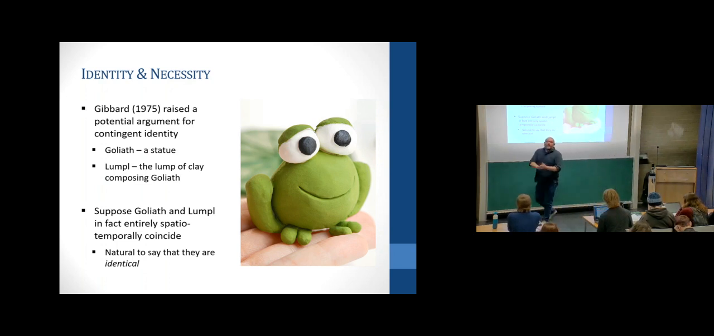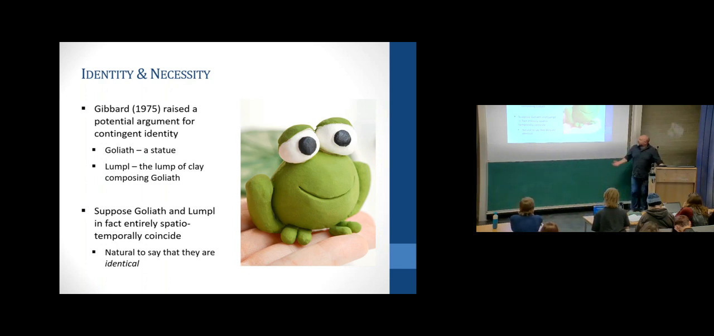Absolutely. That would be okay, right? Notably, when we're talking about Lumpel being this sort of lump of clay, it could be 3 different lumps of clay that I brought together. That would also be another way that they could entirely spatiotemporally coincide. Let's say 1 big green lump, 2 white lumps, and 2 black lumps. And then I just jam them together in the right shape. So then Lumpel is those lumps put together. Goliath is the statue that's composed thereof. That'd be another case. Good.